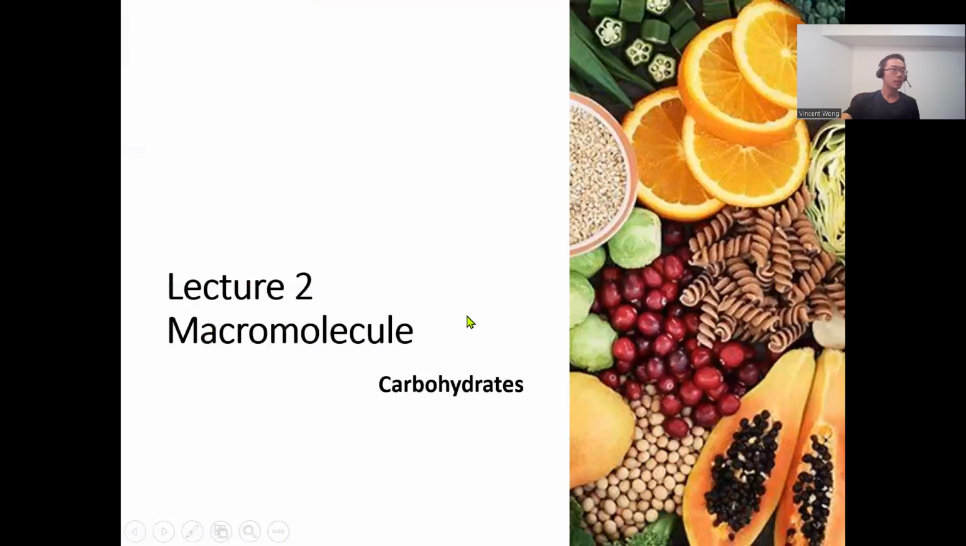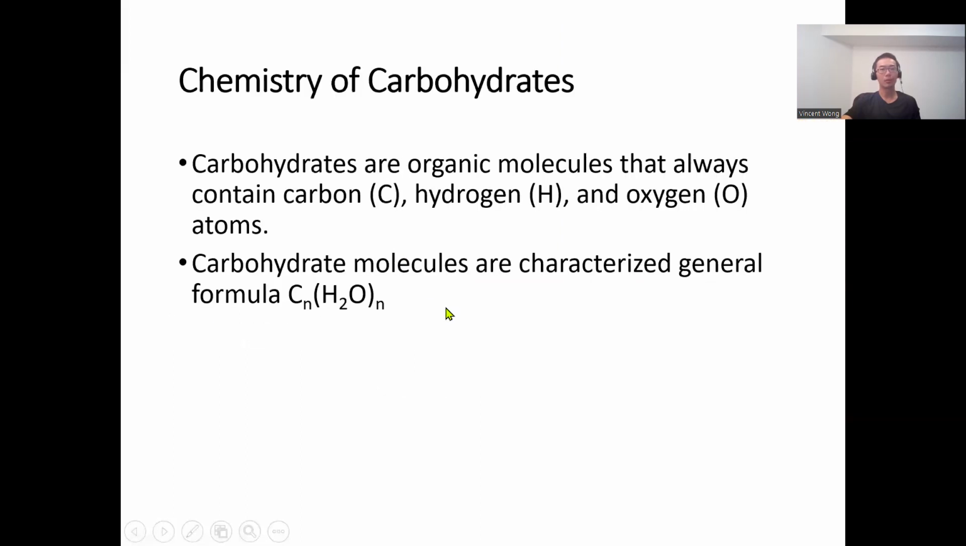Okay, moving on. Carbohydrates. That's our first macromolecule. So here we go. Carbohydrates are organic molecules, meaning they contain carbon, but they also contain hydrogen and oxygen.